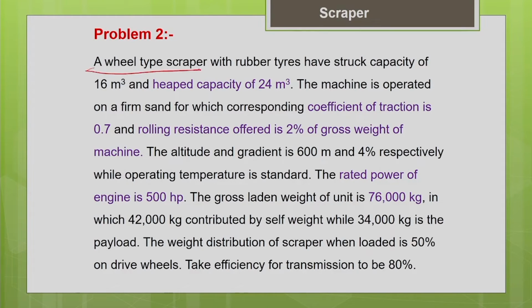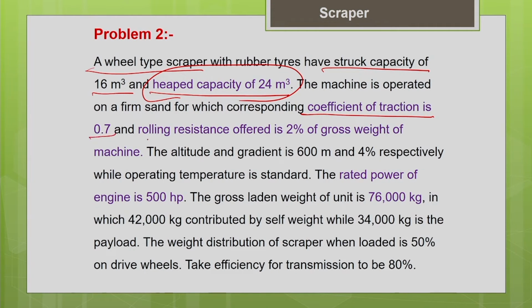So, here a wheel type scraper is given with rubber tires having struck capacity of 16 meter cube and heap capacity of 24 meter cube. Hope you know the difference between struck capacity and heap capacity. We are interested in heap capacity only. The machine is operated on a firm sand for which the corresponding coefficient of traction is 0.7.